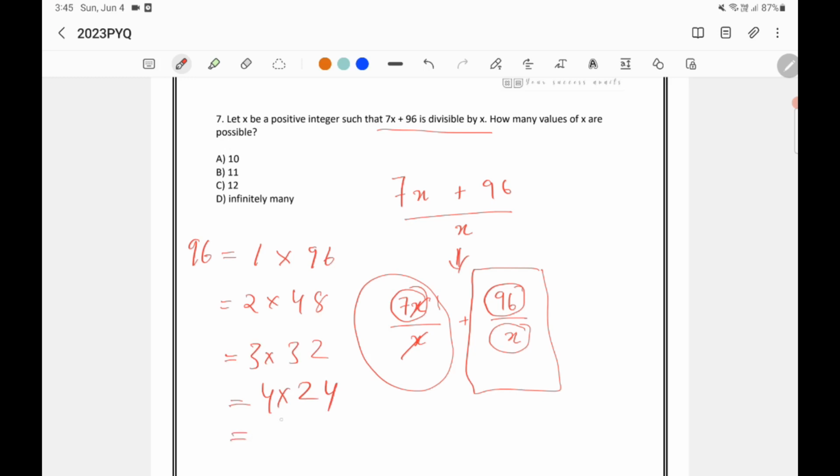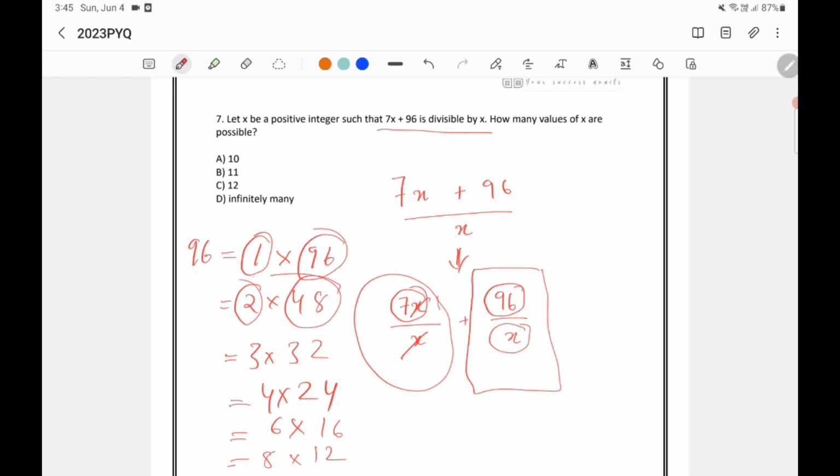I can also write it as 6 into 16. I can also write it as 8 into 12. So these are the different ways I can write 96, right? So now 96 will be divisible by 1, 96 will be divisible by 96, 96 is divisible by 2, 96 is divisible by 48. In this way, 96 will be divisible by all these factors.